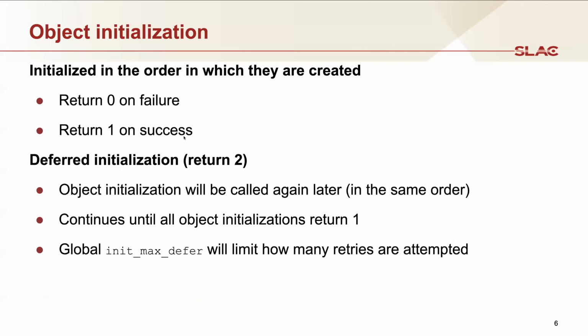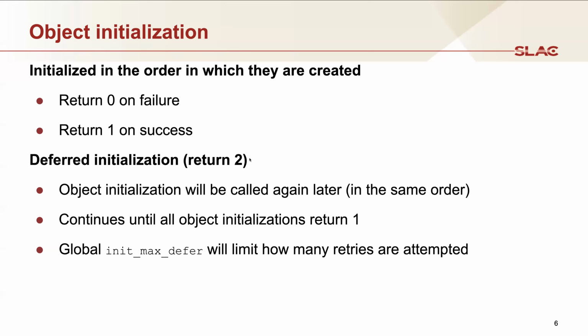Now, what we can do during object initialization is interesting. So first of all, every object is given an opportunity to initialize. The order in which they're initialized is basically the order in which they're created. And if that initialization succeeds, the handler returns 1. And of course, it returns 0 on failure.